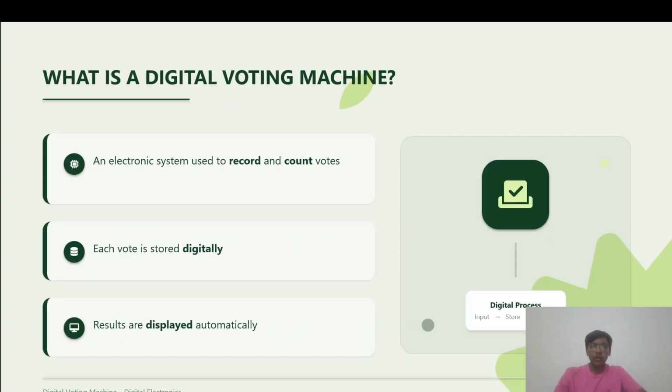What is a digital voting machine? It is an electronic system designed to record, store, and count votes digitally. Instead of writing on paper, the voter simply presses a button corresponding to their chosen candidate. The machine then records the vote and updates the total count automatically. So the system works on a simple digital flow: input to processing to storage to output. This reduces manual work and improves efficiency.